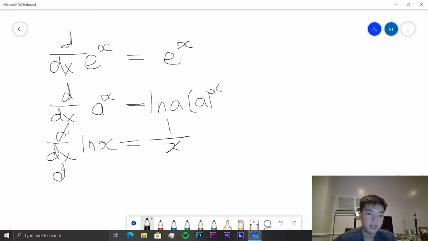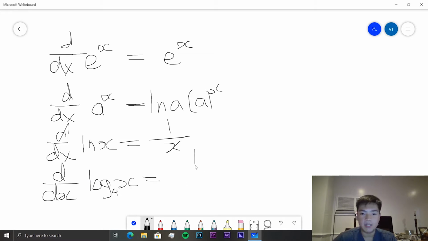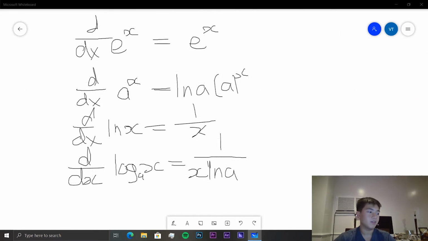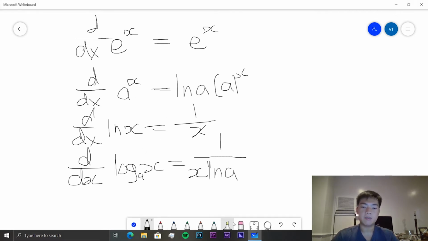And the final one is the derivative of log base a of x, where a is a real number, is equal to 1 over x ln a. So we should be able to get all of these. Let's jump into some questions to see how we can apply these in real examples.